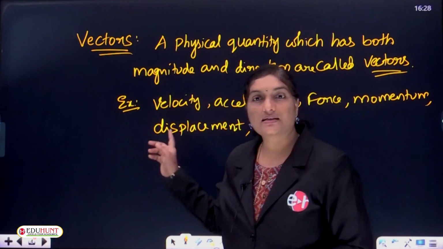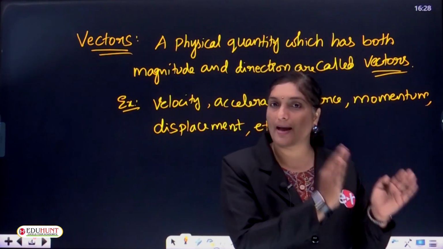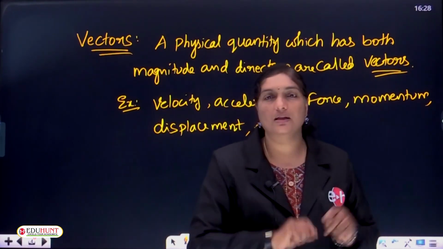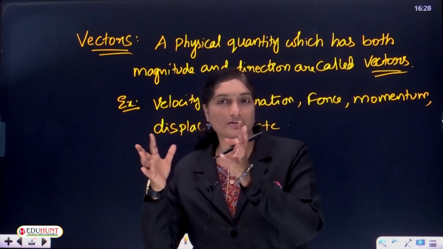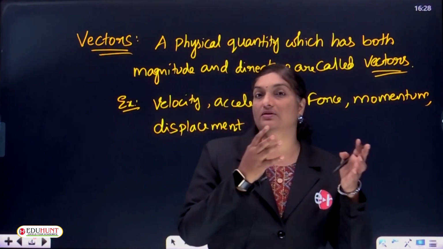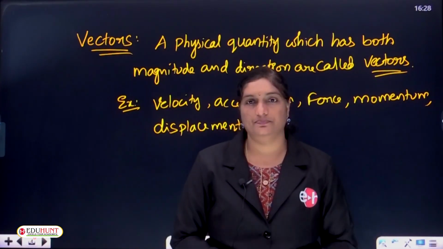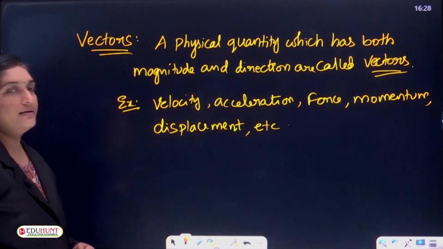Okay, so what exactly makes the difference between a vector and a scalar? A scalar has only magnitude, how much of the quantity is present, and we don't bother about the direction. Whereas for a vector, we have to discuss how much magnitude is there and towards which direction the body is in motion. Okay, children.